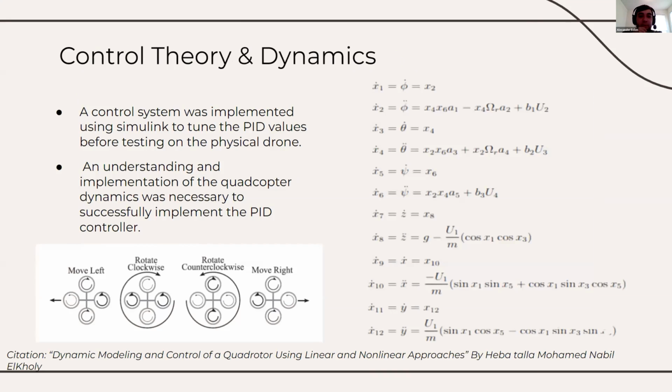Getting a little bit into the surface level control theory, we had to implement a control system to tune the PID values of the drone. An understanding of this implementation was needed to implement it in Simulink and to understand it in actuality. So the 12 equations on the right is what we mainly based our project off of in terms of understanding the control. And the citation for that is on the bottom.